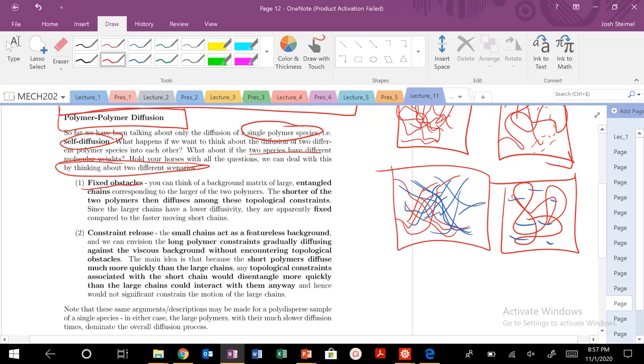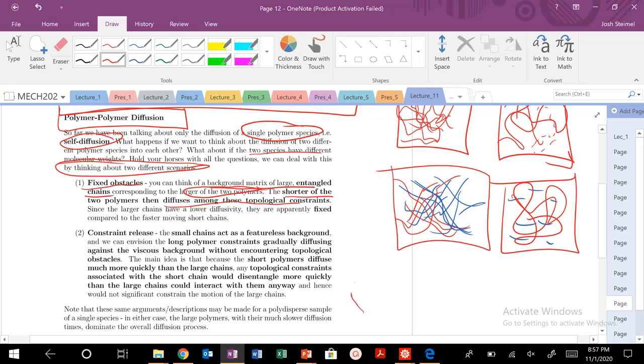So let's imagine we have a background matrix of large entangled polymer chains. So, i.e. the large polymer chain, because we know that the larger polymers, higher molecular weight, will be in that entanglement, the reptation regime where your entanglements are permanent, they're topological obstacles, they're constraints that we have to entangle and disentangle. So the shorter polymer chain will diffuse among these topological constraints.